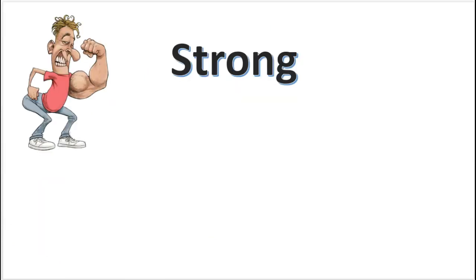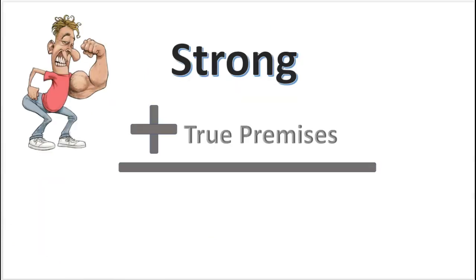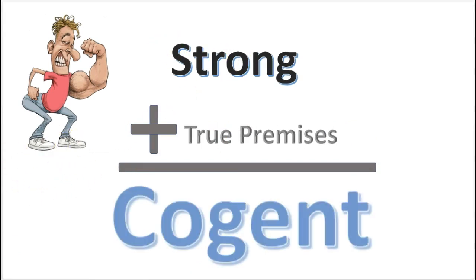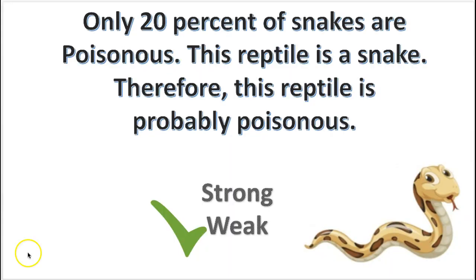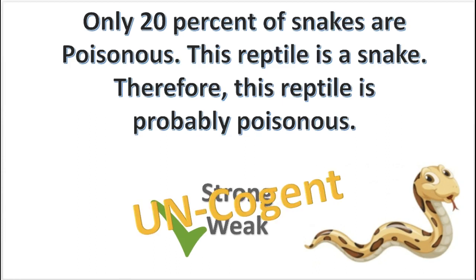All right, very good. So if you've got a strong argument plus true premises, then you're going to have a cogent argument. Now, if any one of these is not correct, if it's not strong or the premises are not true, then the argument is uncogent. Now, for example, you remember this argument? It was a weak argument because it only followed by 20% probability. And you know weak arguments are uncogent.